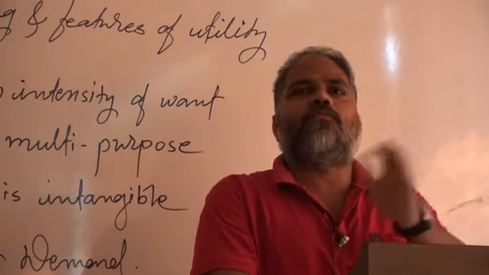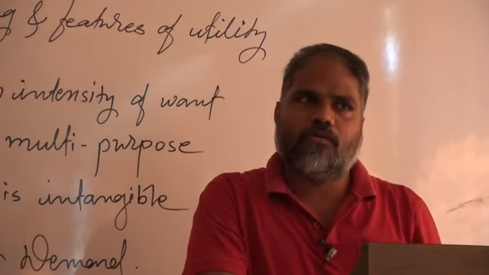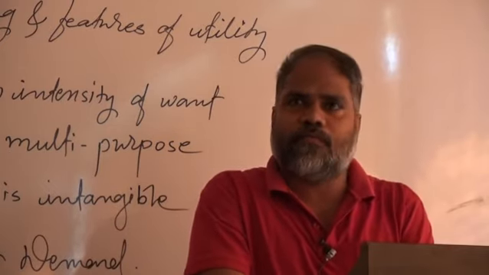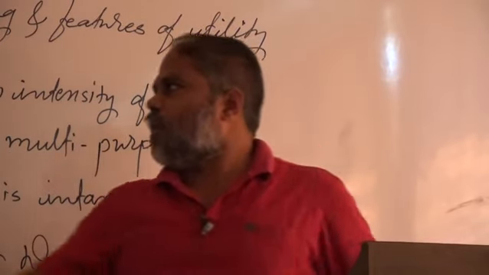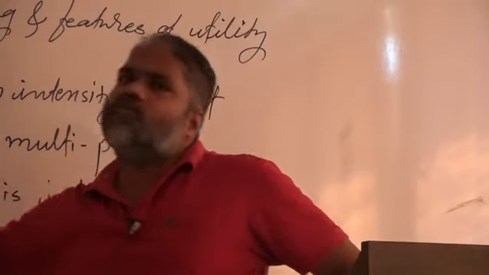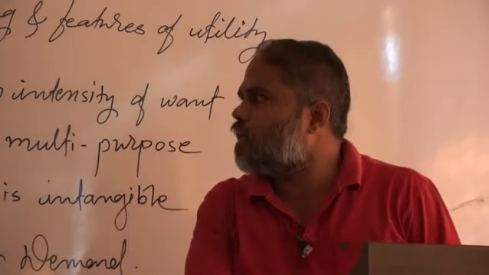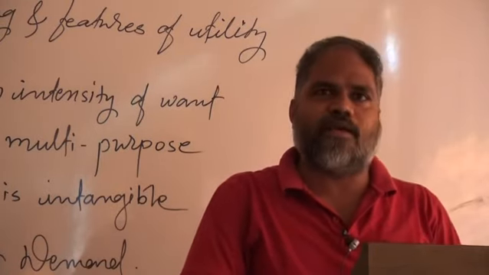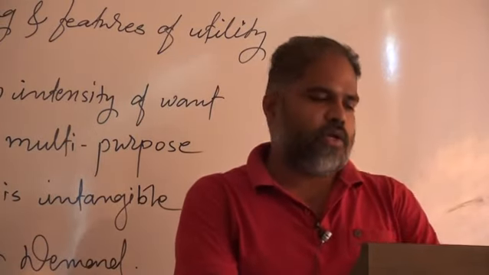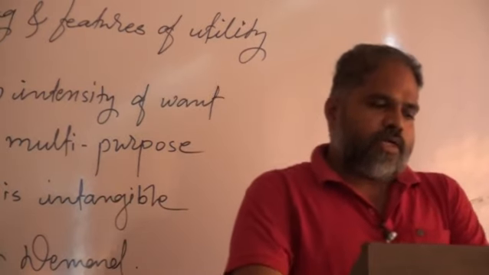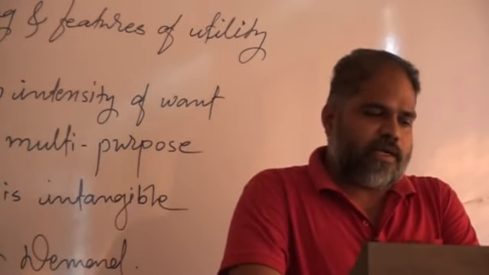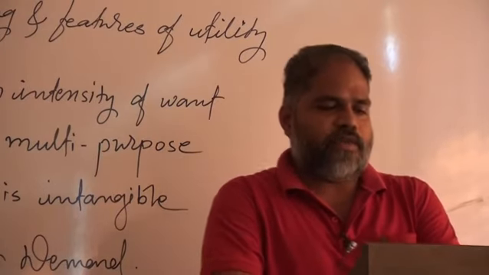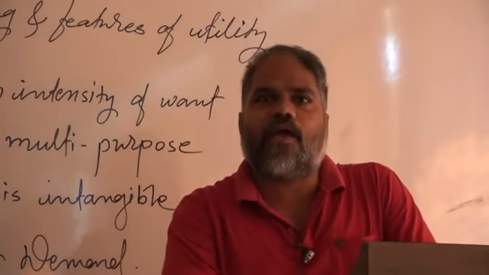So it differs from place to place or from time to time, which means it's a relative term. Then the third main characteristic of utility is that it's ethically neutral. It means utility has no moral consideration. The concept of utility has no ethical consideration. It is morally neutral. A commodity which possesses utility may satisfy any want.